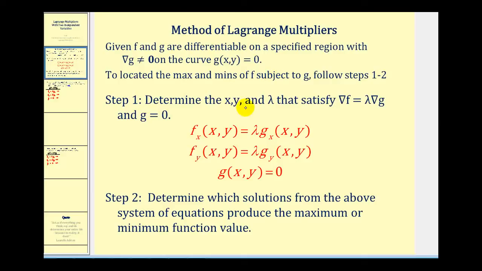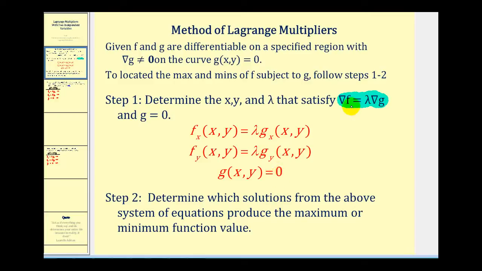We'll determine x, y, and lambda based upon the equation the gradient of f is equal to lambda times the gradient of g and the constraint g equals 0. So the result is going to be the following system of equations where the first two involve the partial derivatives of f and g and the third will be the constraint.